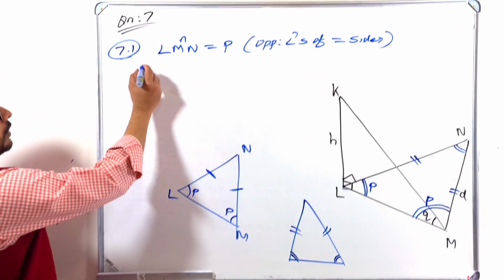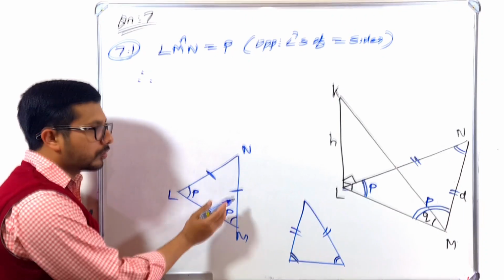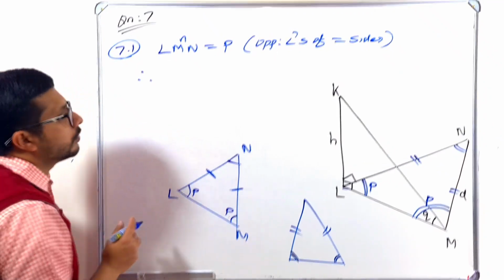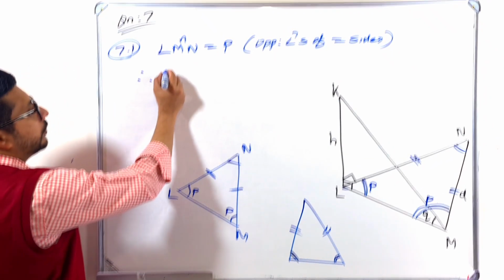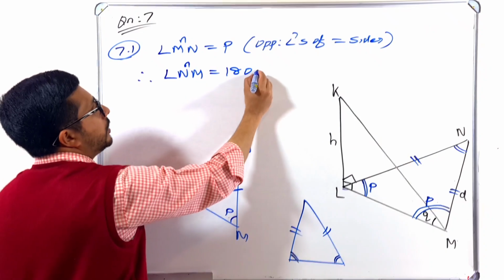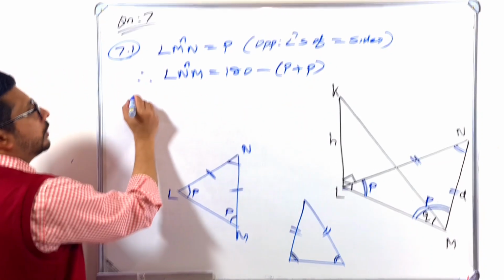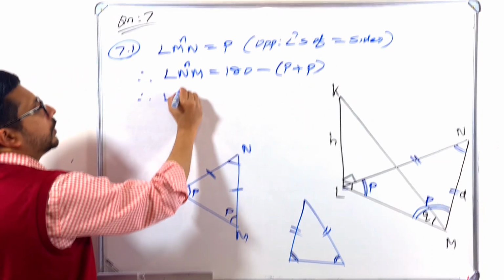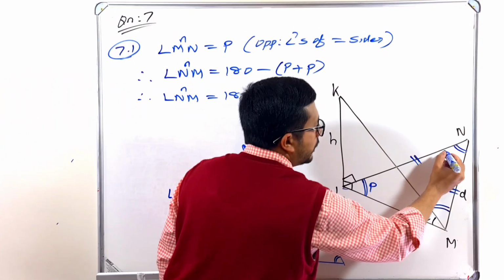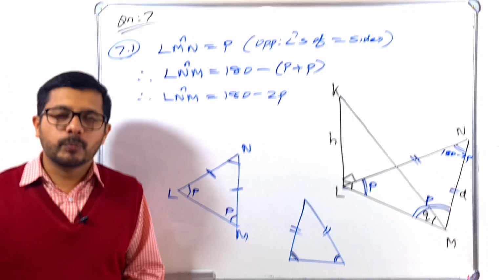Now how can you find this angle? Look at that triangle. These two angles are P and P. The sum of the angles in a triangle is 180. So therefore angle LNM is equal to 180 minus the sum of P plus P, which is 2P. So this angle is 180 minus 2P. That is the first question, 7.1.